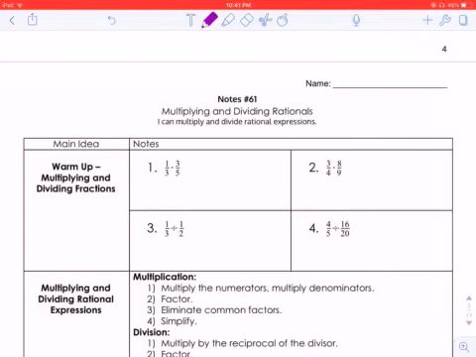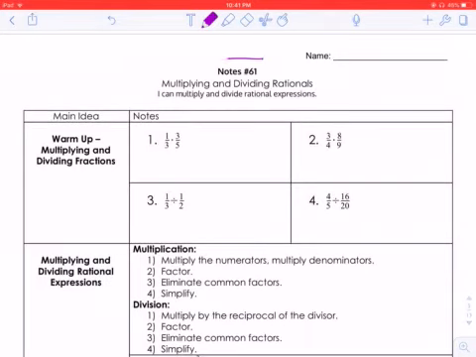Hi guys, so today we are multiplying and dividing. Yesterday we simplified, today multiplying and dividing. I know normally we do adding, subtracting, but it's actually easier to do multiplying and dividing, so we're going to start there. So you have your warm-up.